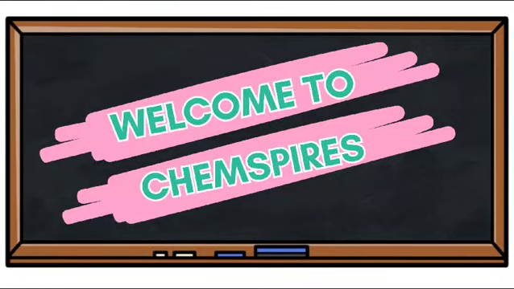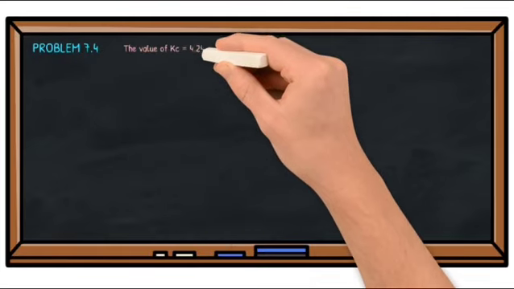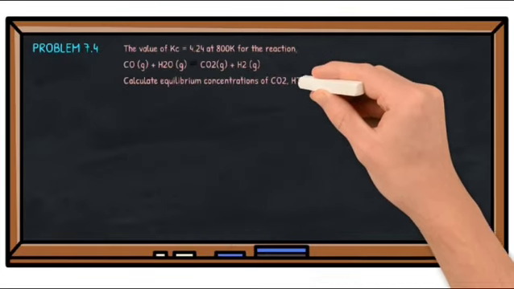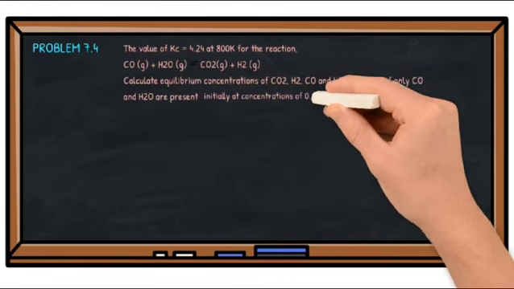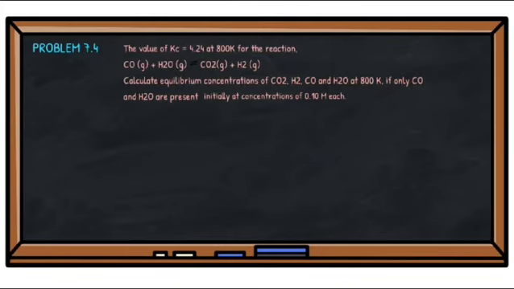Now let's look into problem number 7.4 from 11th Standard Chemistry NCERT textbook volume 1. The question is, the value of Kc is equal to 4.24 at 800 Kelvin for the reaction CO gas plus H2O gas, which is in equilibrium with CO2 gas plus H2 gas. Calculate the equilibrium concentrations of carbon dioxide, hydrogen, carbon monoxide and water at 800 Kelvin if only carbon monoxide and water are present initially at concentrations of 0.1 molar each.